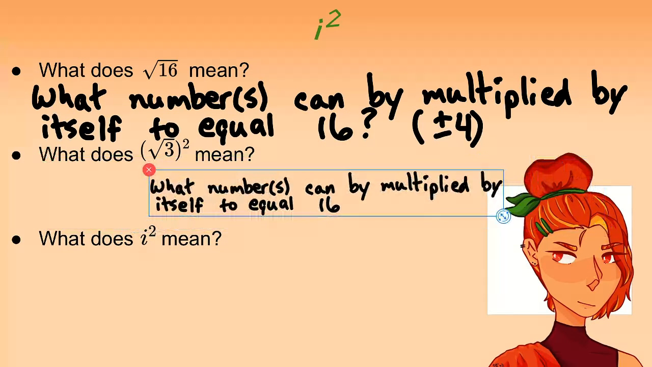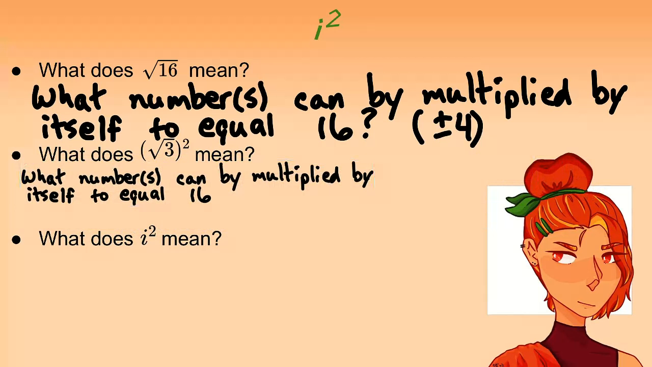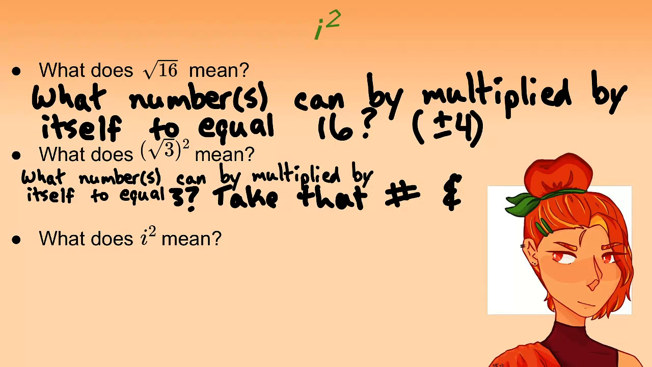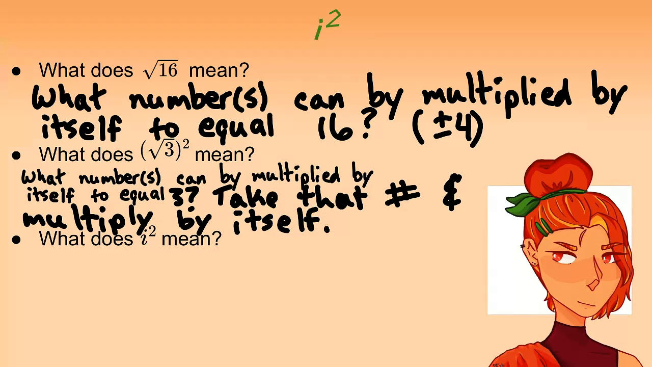And so what number or numbers can be multiplied by itself to equal 3? And then we're going to take that number or numbers and multiply by itself. And it turns out that the answer is 3. Questions on that idea?